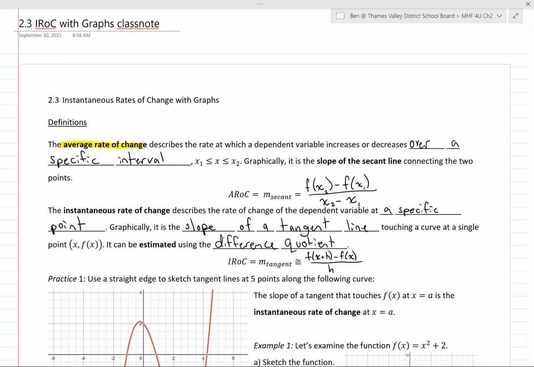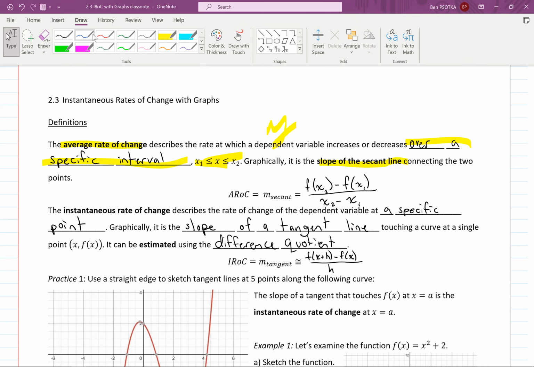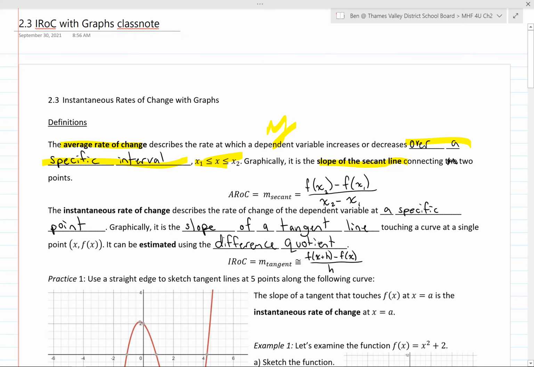So an average rate of change describes the rate at which a dependent variable, and that is y, increases or decreases over a specific interval. Okay, so we can call that in between x1 and x2. Graphically, it's the slope of the secant line connecting 2 points on a function. Now we know the equation that we're working with. Again, we've been doing this for a few days now. Our average rate of change is the slope of our secant. That is given in function notation here.